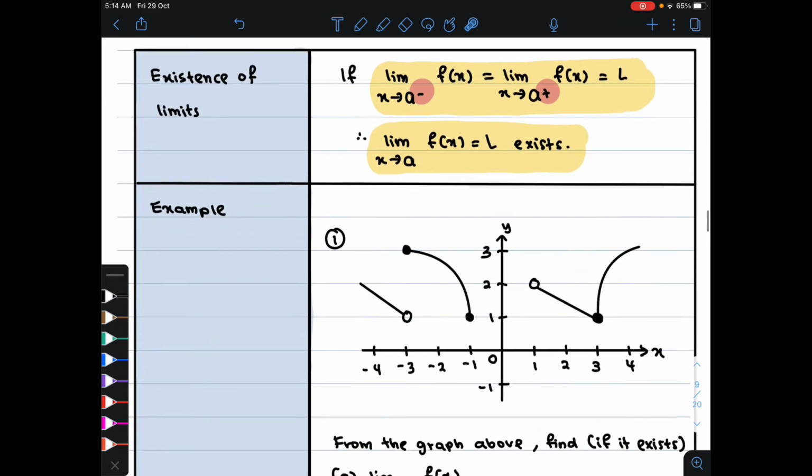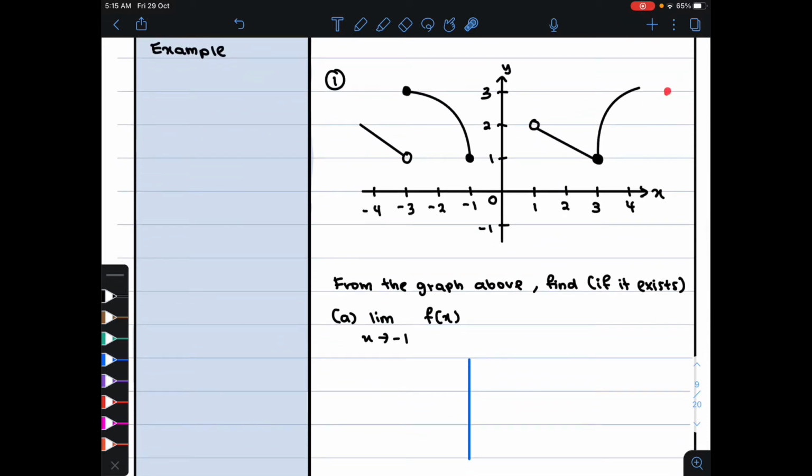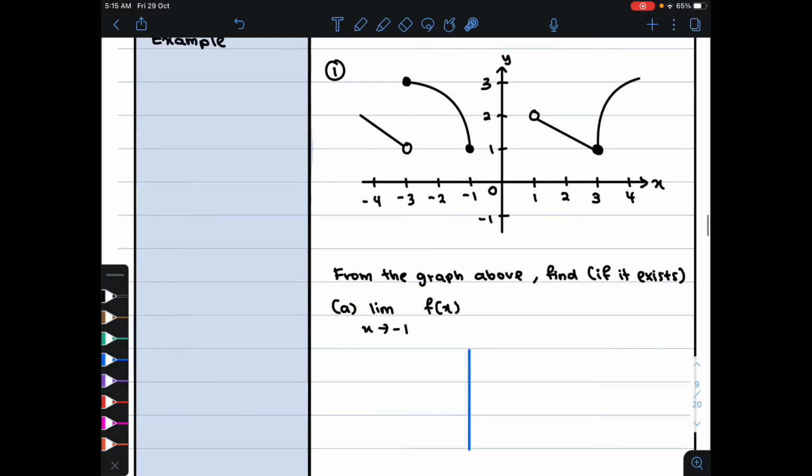So let's look at the example here. For question 1, we have this graph. From this graph, find the limit of f(x) as x approaches -1. So x equal to -1 is here. We need to consider whether this limit exists or not.